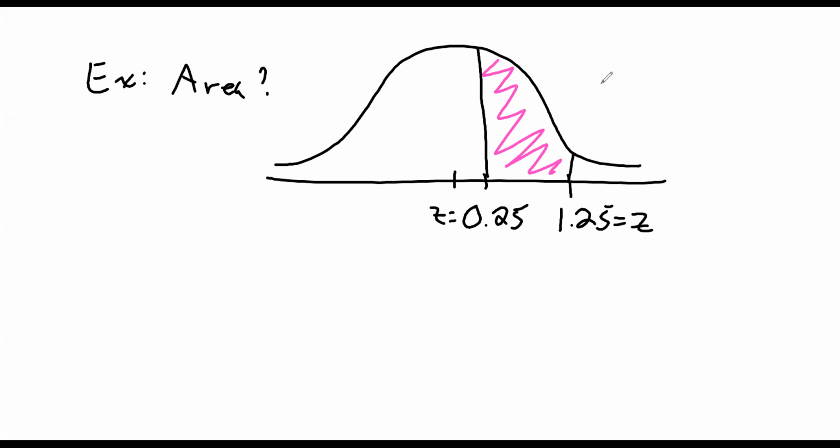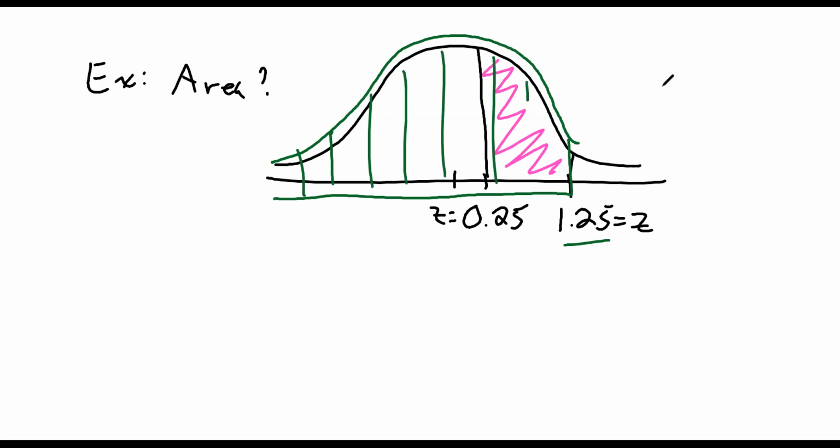Well, remember, our z-chart tells us left areas, so let's think about this. If we look up 1.25 in the z-chart, it won't tell us just this pink area. It will tell us this whole thing right here. If we look up 1.25, it will tell us all of that, which is not what we want. So how could we figure out just the pink part? What would happen if we looked up 0.25? That would tell us the area to the left of that. That would tell us this.